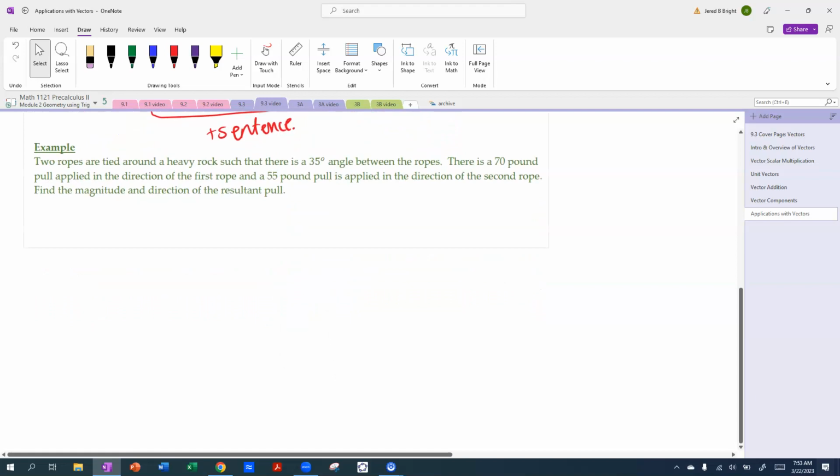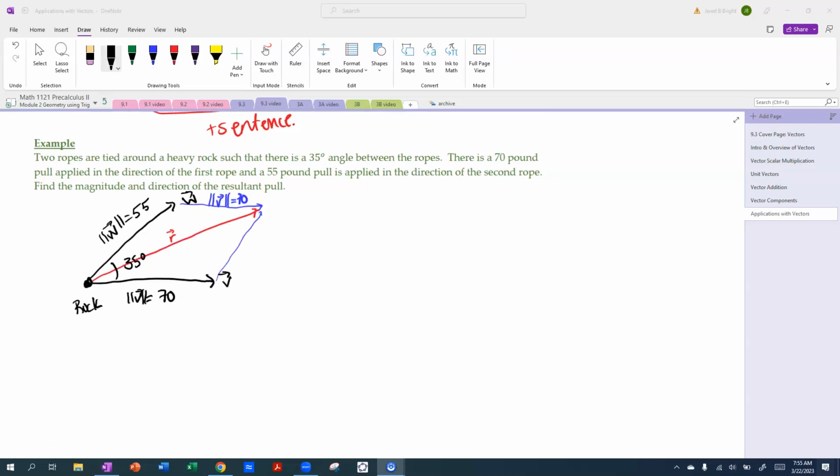Boat ropes tugging on a heavy rock. I want you to pause the video, see if you can draw a picture and label it. Resume the video when you're ready to see the setup. Here's my setup. I drew vectors v and w. V is length 70 in one direction. I just made it go to the right to make things simple. And then w is 35 degrees north of east from there, and it has a magnitude of 55.